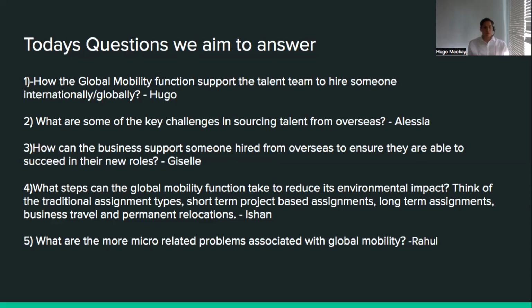First off, I will be talking about the global mobility function and the support it provides to the talent team. Then Alessia will outline some of the key challenges in sourcing talent overseas, followed by Giselle, who will discuss strategies businesses can utilize to ensure people hired overseas succeed. Ishan will then provide details on how the global mobility function can reduce its environmental impact. And finally, Rahul will discuss the more micro-related problems associated with global mobility.